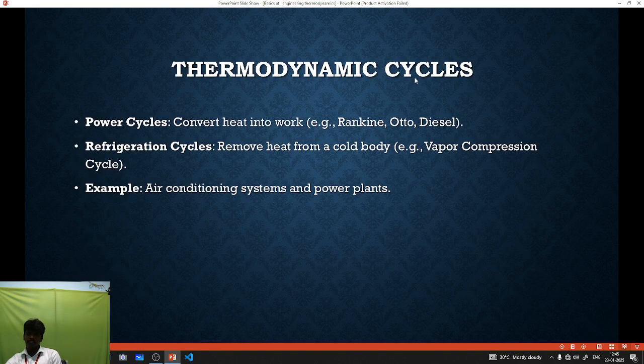Next, thermodynamic cycles. The power cycles mean converting heat into work: Rankine cycle, Otto cycle, diesel cycle. The Rankine cycle is only applicable for power plants, meaning power generation. The Otto cycle means power produced by the petrol engine. The diesel cycle means power produced by the diesel engine. Refrigerant cycles, where we remove heat from a cold body, for example the vapor compression system or vapor absorption system. These are used in refrigerant cycles. Examples: air conditioning systems and power plants.